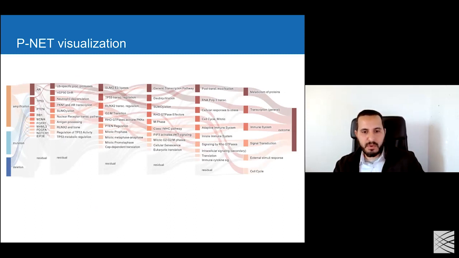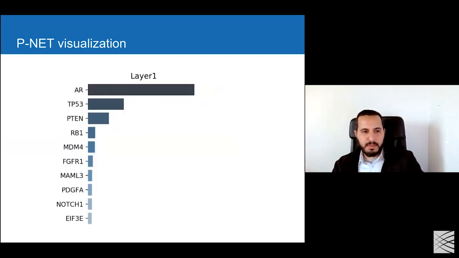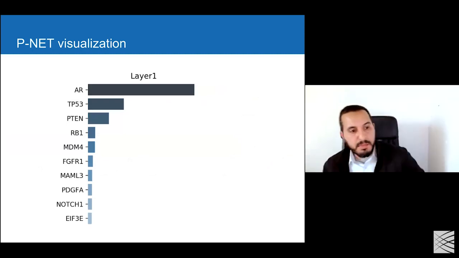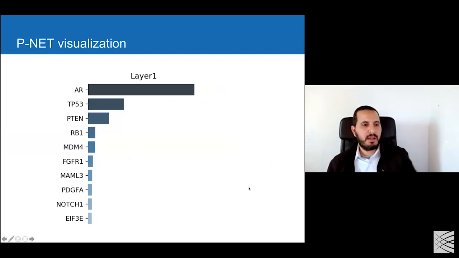And from interacting with different oncologists and scientists, they found that this visualization is very appealing, and it may be informative in developing biological hypotheses. When we went back and checked, for example, the ranking of the genes in the second layer, or the first after the inputs, we found things like AR, TP53, PTEN, RB1. All of these are expected to be ranked on the top.